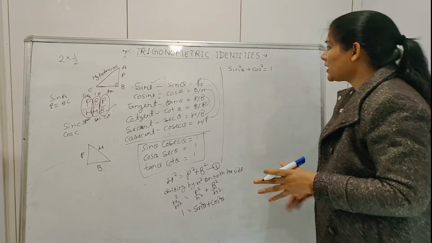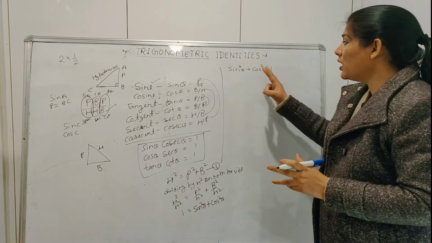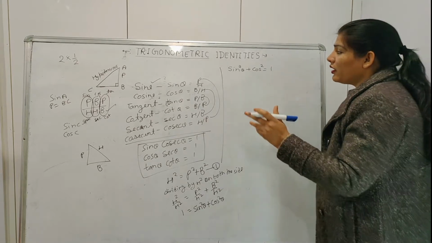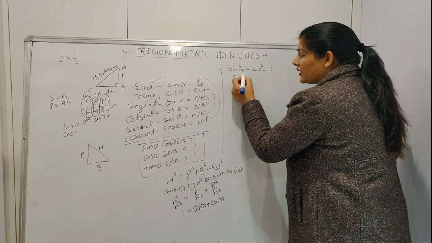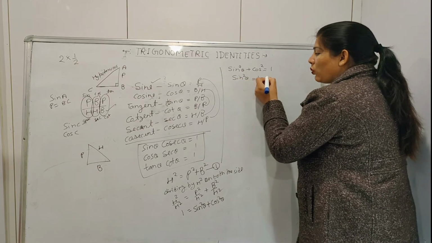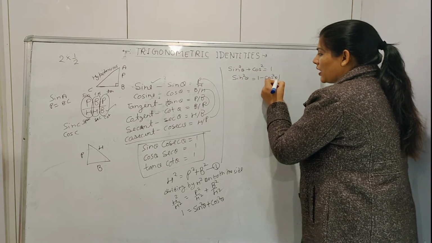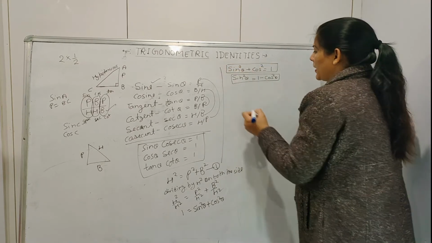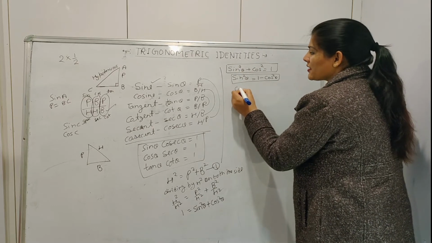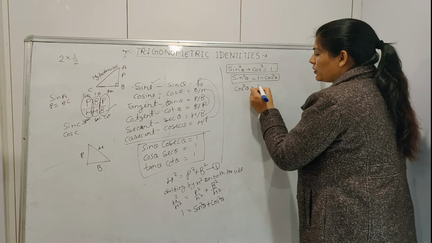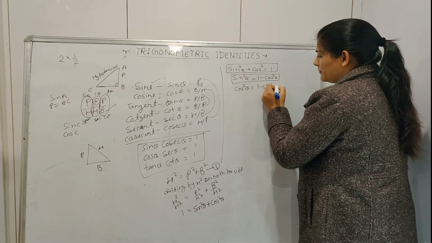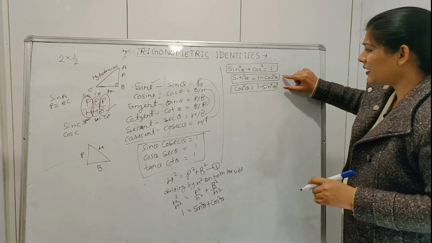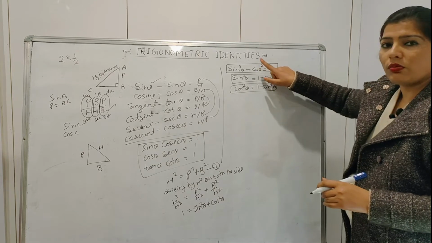But this is not the end of the identity. We have to learn all the forms of this identity, because this is very useful in questions. You can learn that sine square theta can also be written as 1 minus cos square theta, because sometimes we have to change one of them in the form of the other. Or you can write it as cos square theta equals 1 minus sine square theta. So basically the identity is 1 here, but these are two other forms of this identity.